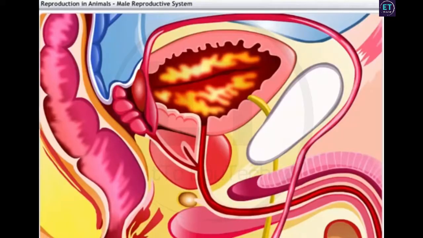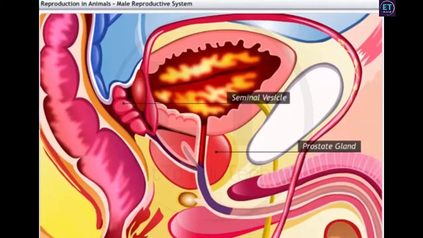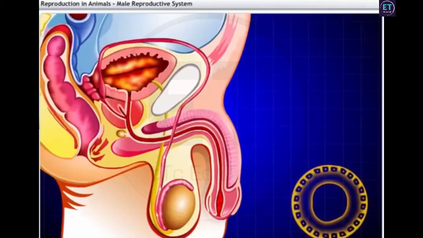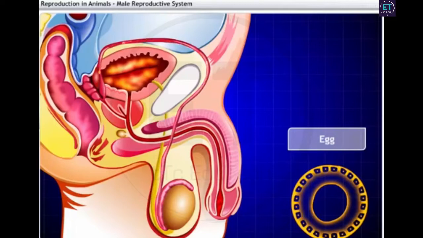As the germ cells move along the path of the vas deferens, glands like the prostate and the seminal vesicles add their secretions so that the transportation becomes easier. The sperms then pass through the urethra and through the penis to reach the female reproductive system, where the sperm gets to meet the egg.